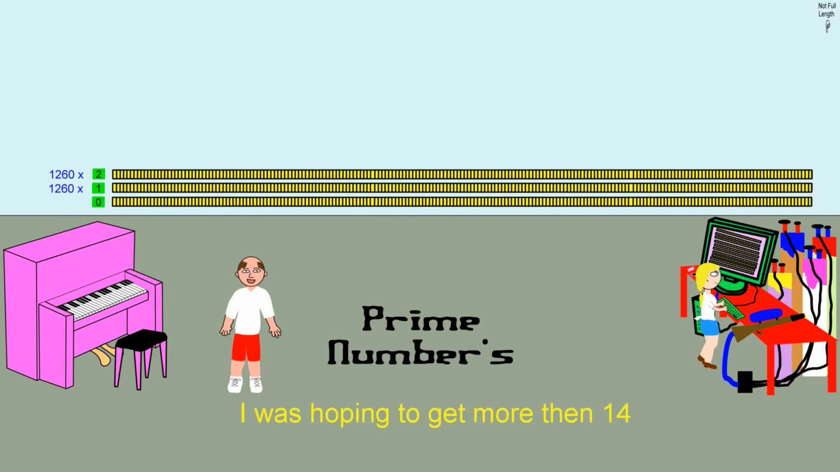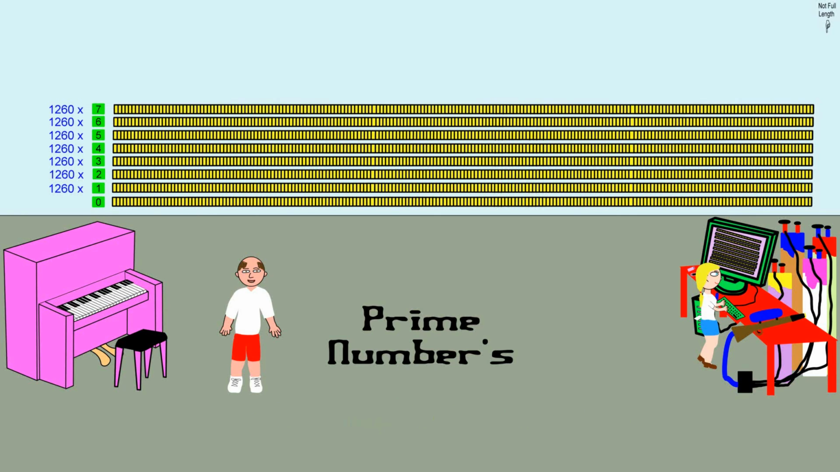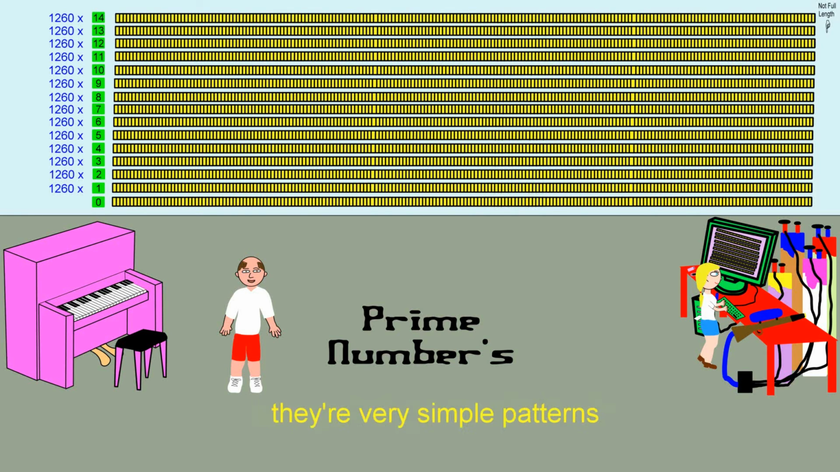Unfortunately, I was hoping to get more than 14 grids displayed so I could show you how the symmetrical patterns change into vertical patterns. They are very simple patterns.